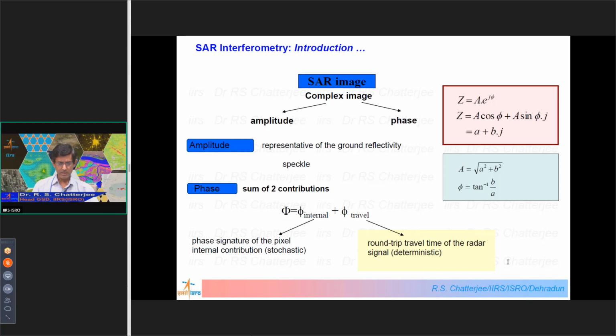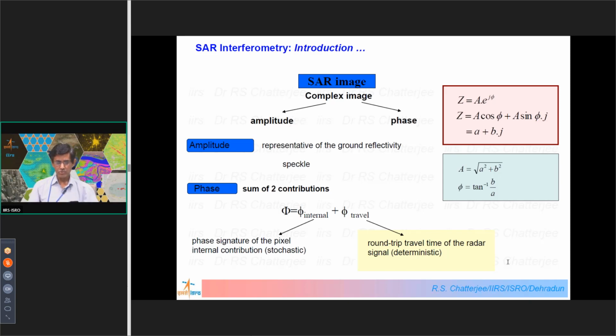The phase information of a single SAR image is the sum of two contributions. One is the internal contribution, phi internal, another is phi travel, that is the round trip travel time of the radar signal. Now the phi internal component is random in nature, and this component is not known to us. Unless we remove this component, we cannot use the deterministic component, that is the phi round trip, the phase due to the round trip travel of this radar pulse. We need to remove that.